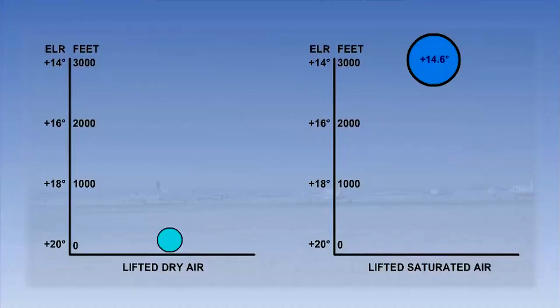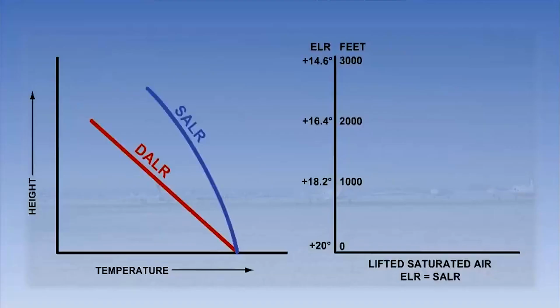There are two final scenarios we must look at which are linked. When the air is saturated and the ELR happens to fall on the SOL, then the atmosphere is said to have neutral stability. Similarly, if the air is unsaturated and the ELR happens to lie along the DLR, then the atmosphere is again said to have neutral stability.